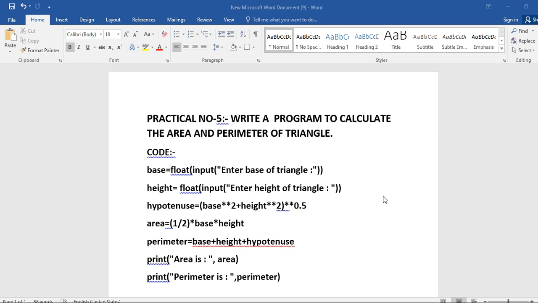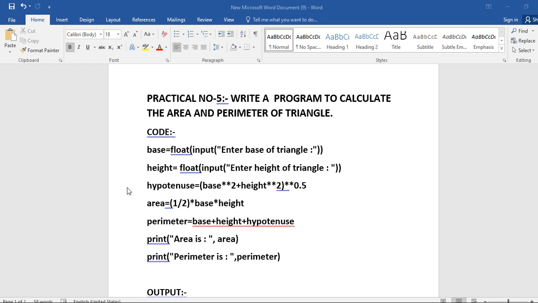Today I discuss practical number 5, that is, write a program to calculate the area and perimeter of a triangle. Initially, base equals float(input("Enter base of triangle")). After that, height equals float(input("Enter height of triangle")).